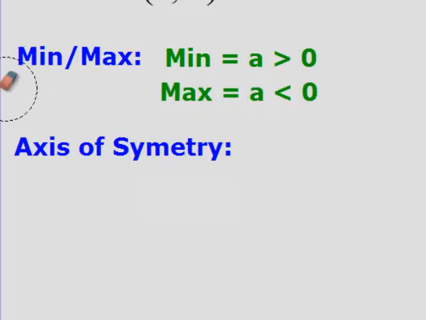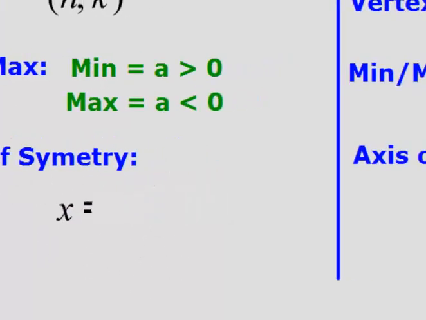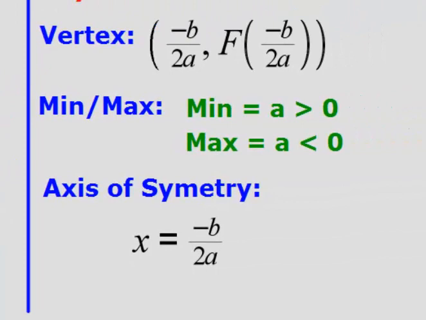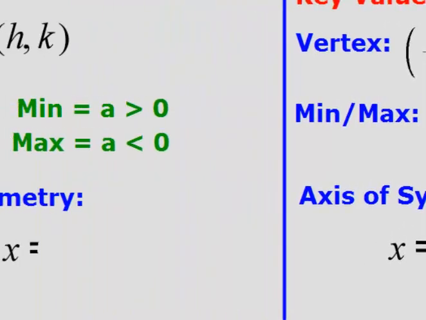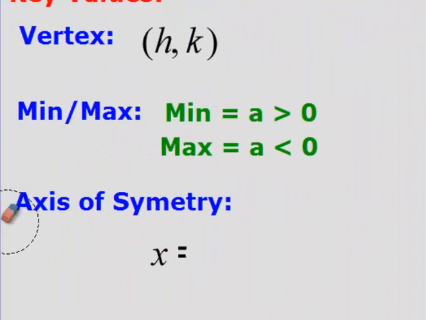Axis of symmetry. Is it going to be a vertical line, a horizontal line, or skew line? It's still going to be vertical, so I got to find it here. There it is. So it's still an x equals, right? But over here, why was it negative b over 2a? What was this negative b over 2a referencing back to? X coordinate of the vertex, right? So over here, what's the x coordinate of the vertex? H. So what's my axis of symmetry equation? X equals h.